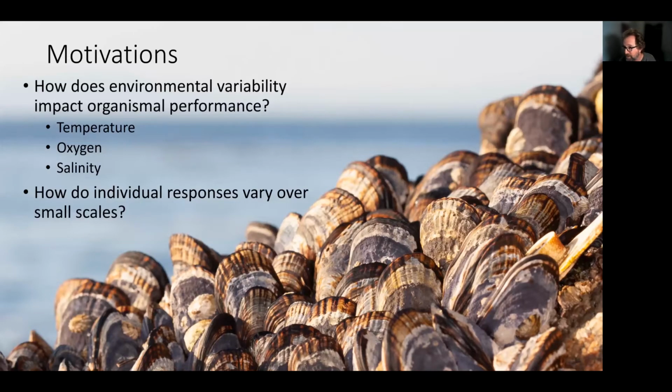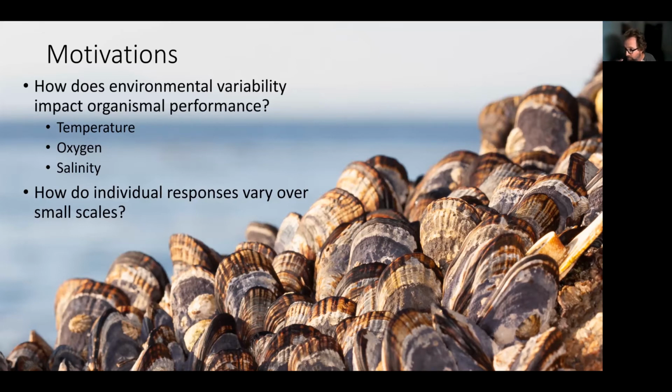So the general motivation for why we do what we do here is really looking at how environmental variability plays onto these organisms that are often foundation species, things like mussel beds providing habitat for so many other organisms in the intertidal zone, or oyster reefs in bays and estuaries. And how do those organisms deal with changes in temperature and salinity and oxygen availability and so forth?